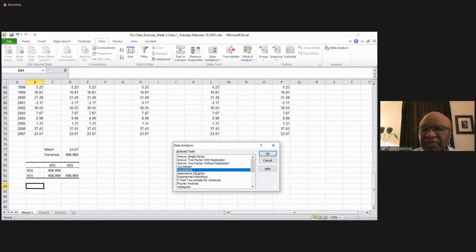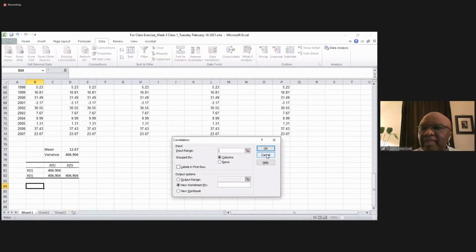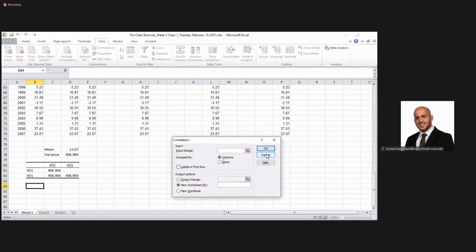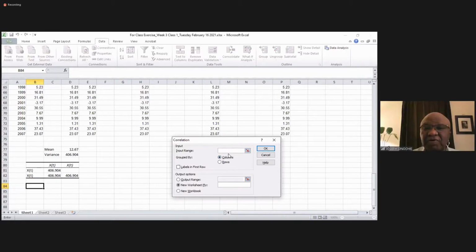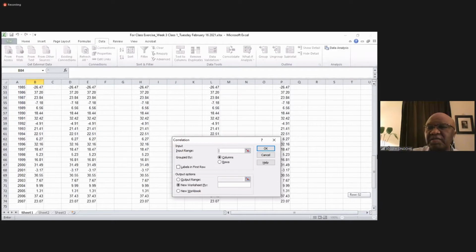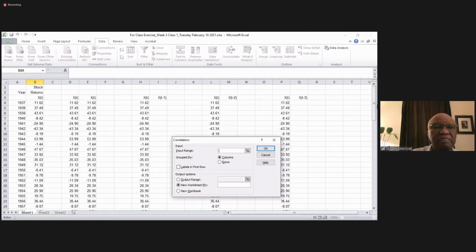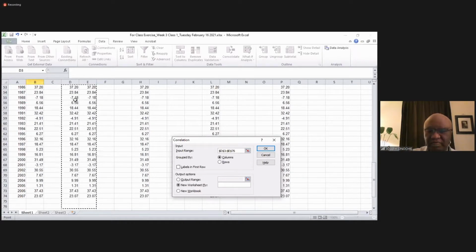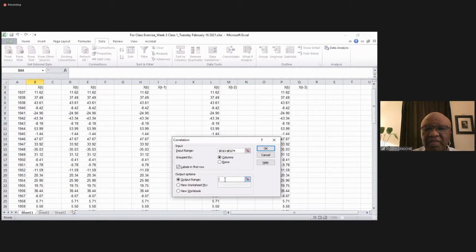So here, instead of covariance, I select correlation and say okay. And I define the range. The range will be the same, D3 to E74. I check for labels. I check the output, I click the output here, and I tell the computer where to put my output.